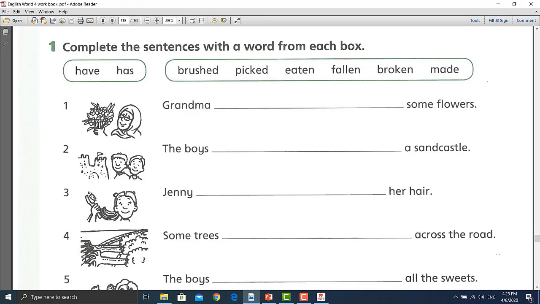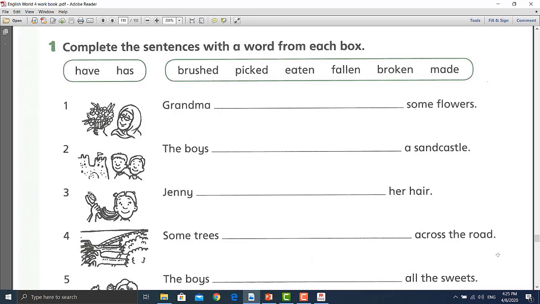I'd like you now to open your workbook on page 110, exercise number 1. Complete the sentences with a word from each box. How many boxes do we have? Yes, we have 2 boxes. The first box includes have and has. The second box includes brushed, picked, eaten, fallen, broken, made.